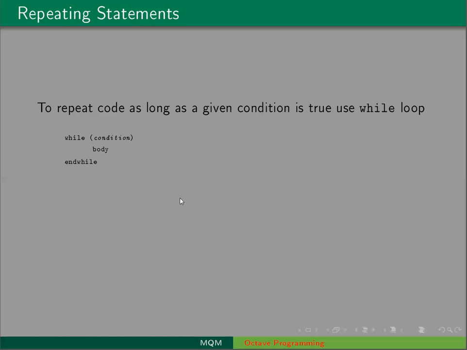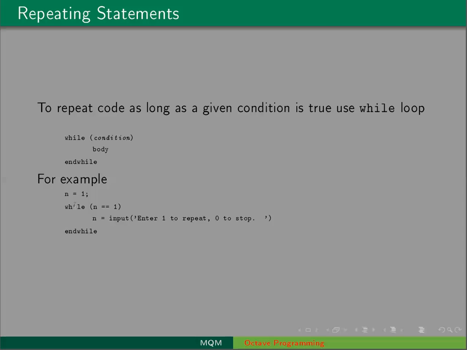Now if we have some code that we want to repeat as long as a given condition is true, we use a while loop. We just write that as while, and then the logical condition that has to be met, and then the body of code. And in Octave you can say end while or just end. It'll execute the same.